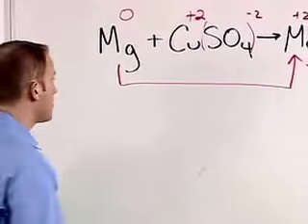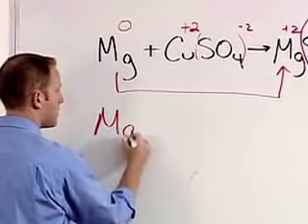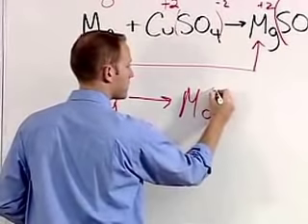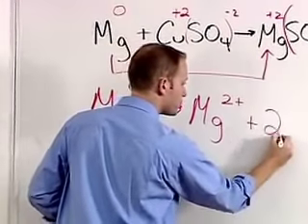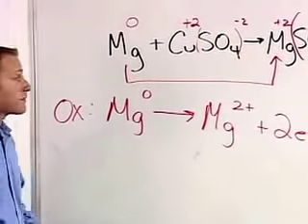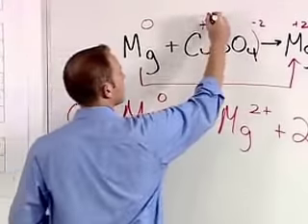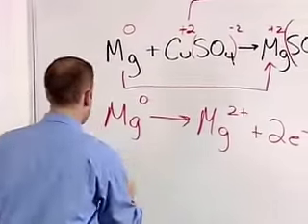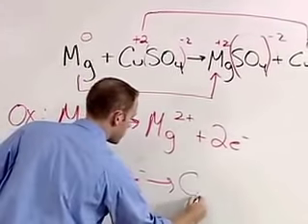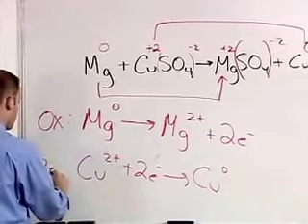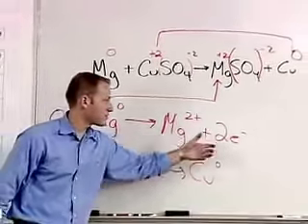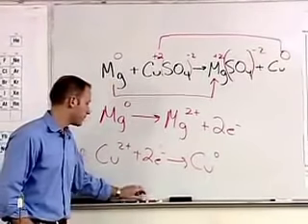It's oxidized. So how do I write the oxidation? Magnesium, remember the electrons are on the right. Magnesium 2+ plus 2 electrons. And that's my oxidation half reaction. And for my reduction half reaction, copper 2+ plus 2 electrons gives you copper 0. And that's my reduction. Do I have to balance these? No, because the electrons are equal. So this is already done.